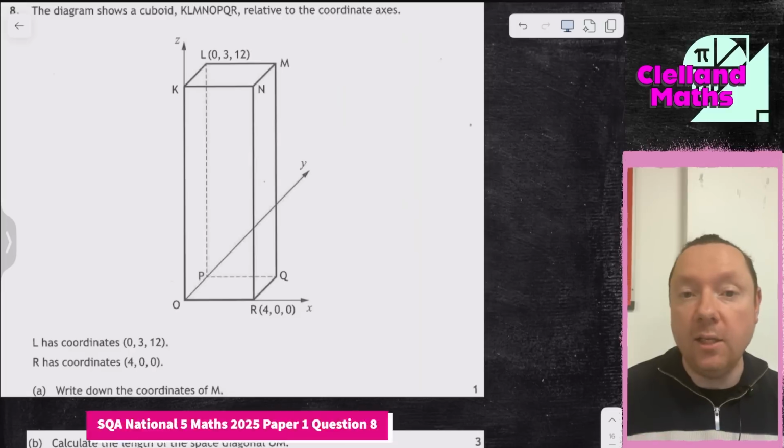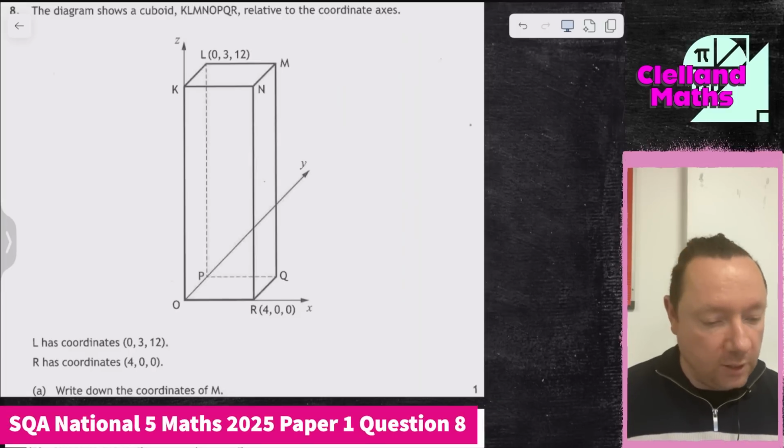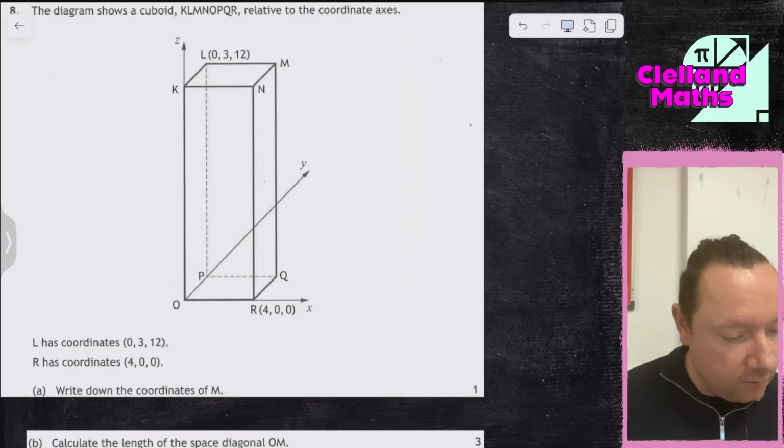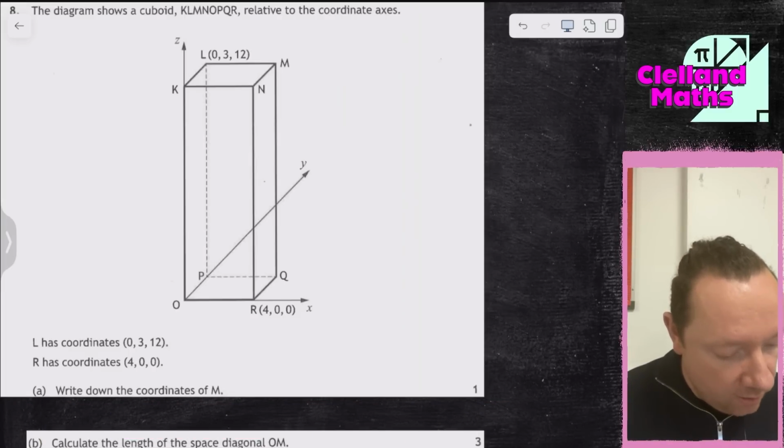And we're done there. SQA National 5 Maths 2025, Paper 2, Question 8. The diagram shows a cuboid relative to the coordinate axes. L has coordinates (0, 3, 12) and R has (4, 0, 0). Write down the coordinates of M.